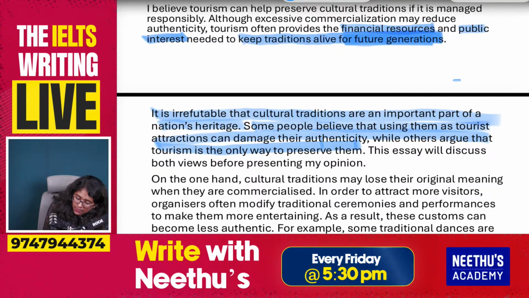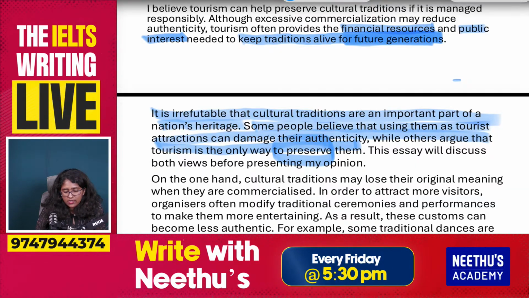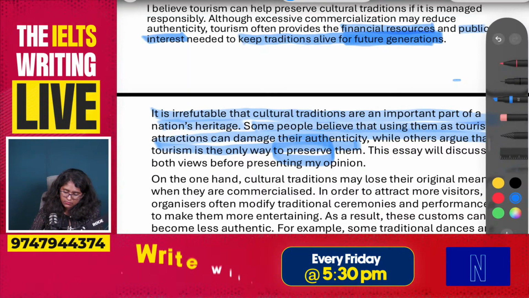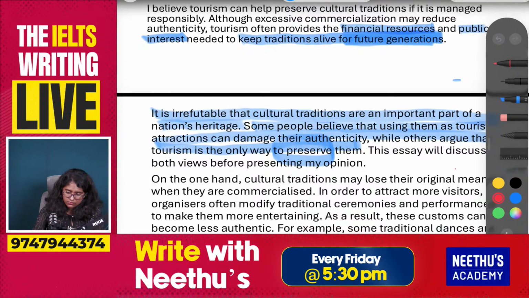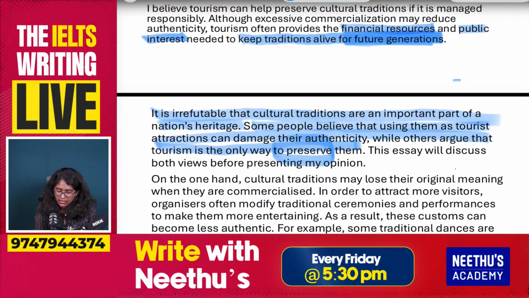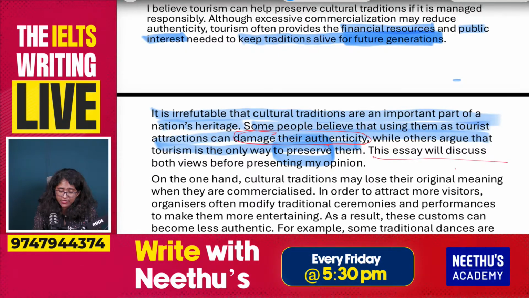In the question, they use the word save. Here they're using the word preserve them. Okay? Instead of the word damage, they've used the word destroy, they've used the word damage their authenticity. This essay will discuss both views before presenting my opinion. A good thesis statement. Done. Well and good.